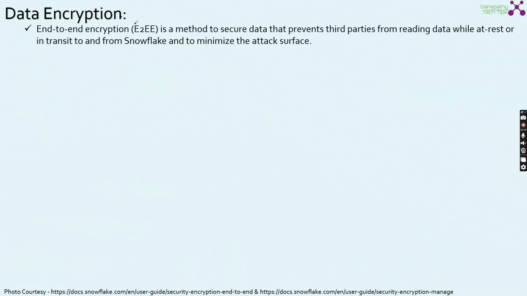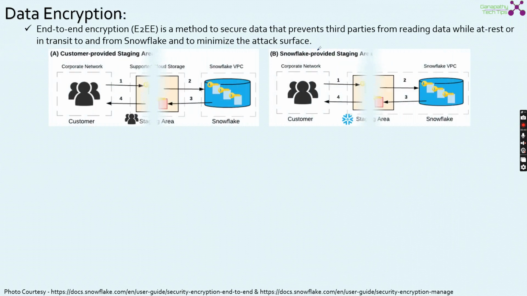First thing, end-to-end encryption is the method to secure the data that prevents third parties from reading the data while at rest or in transit to and from Snowflake, to minimize the attack surface. This is very evident. It is the security point of view. This needs to be enabled in any system.